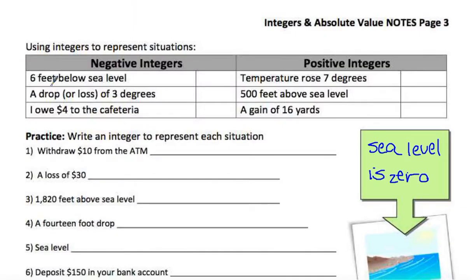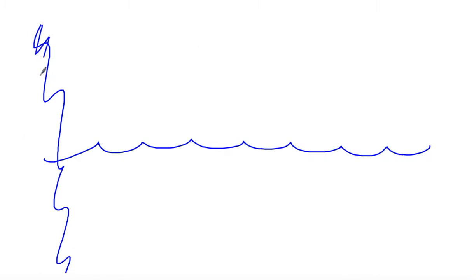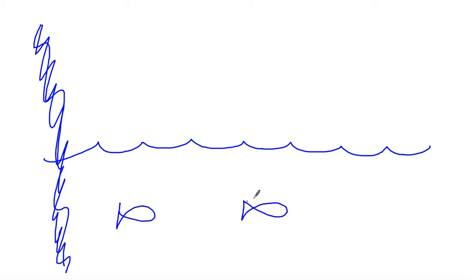All right, so it says using integers to represent situations. So 6 feet below sea level, and sea level is 0. And the way I remember sea level is I like to draw a little cliff here. So here's my cliff. I'm not the best drawer. And I have the ocean. And in the ocean there's fish. And in the sky there's birds.